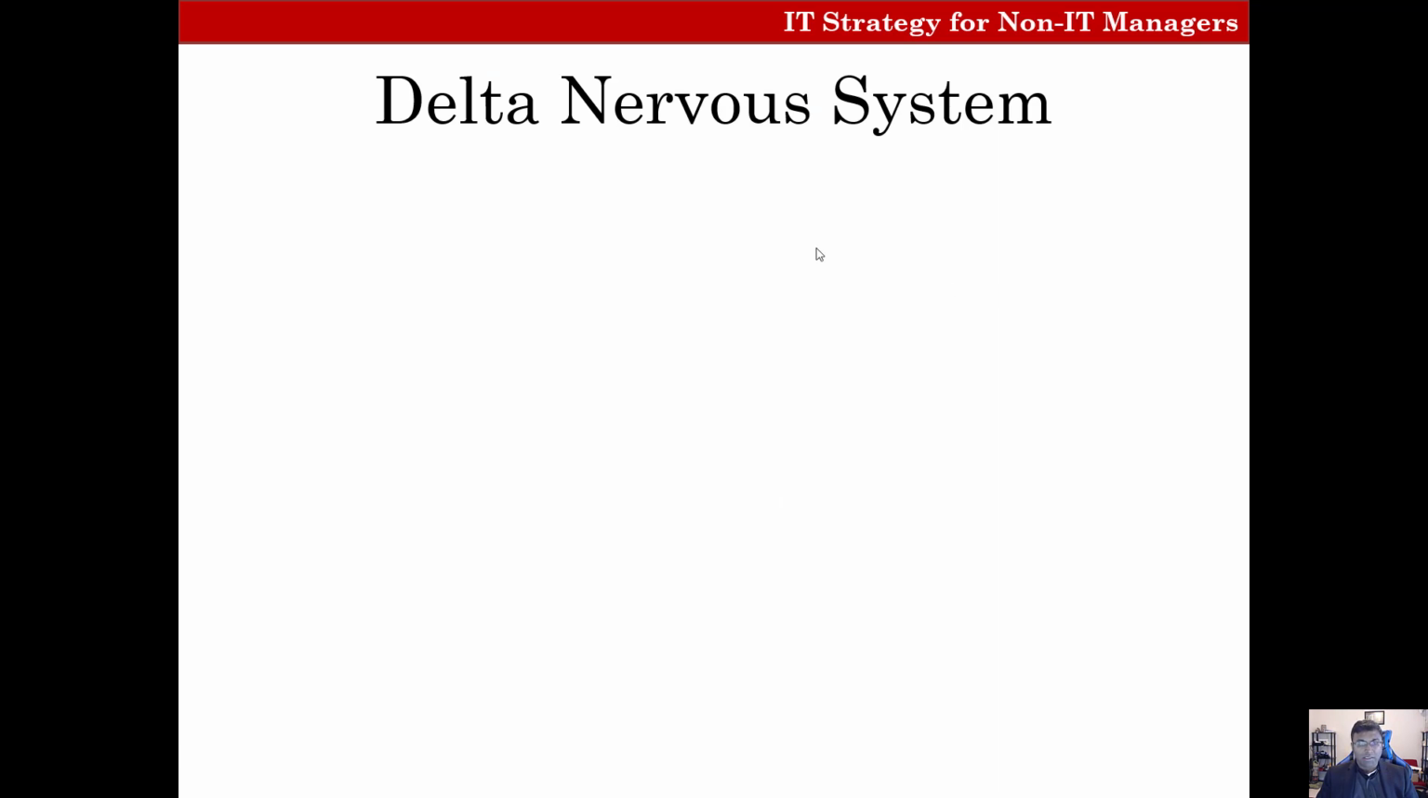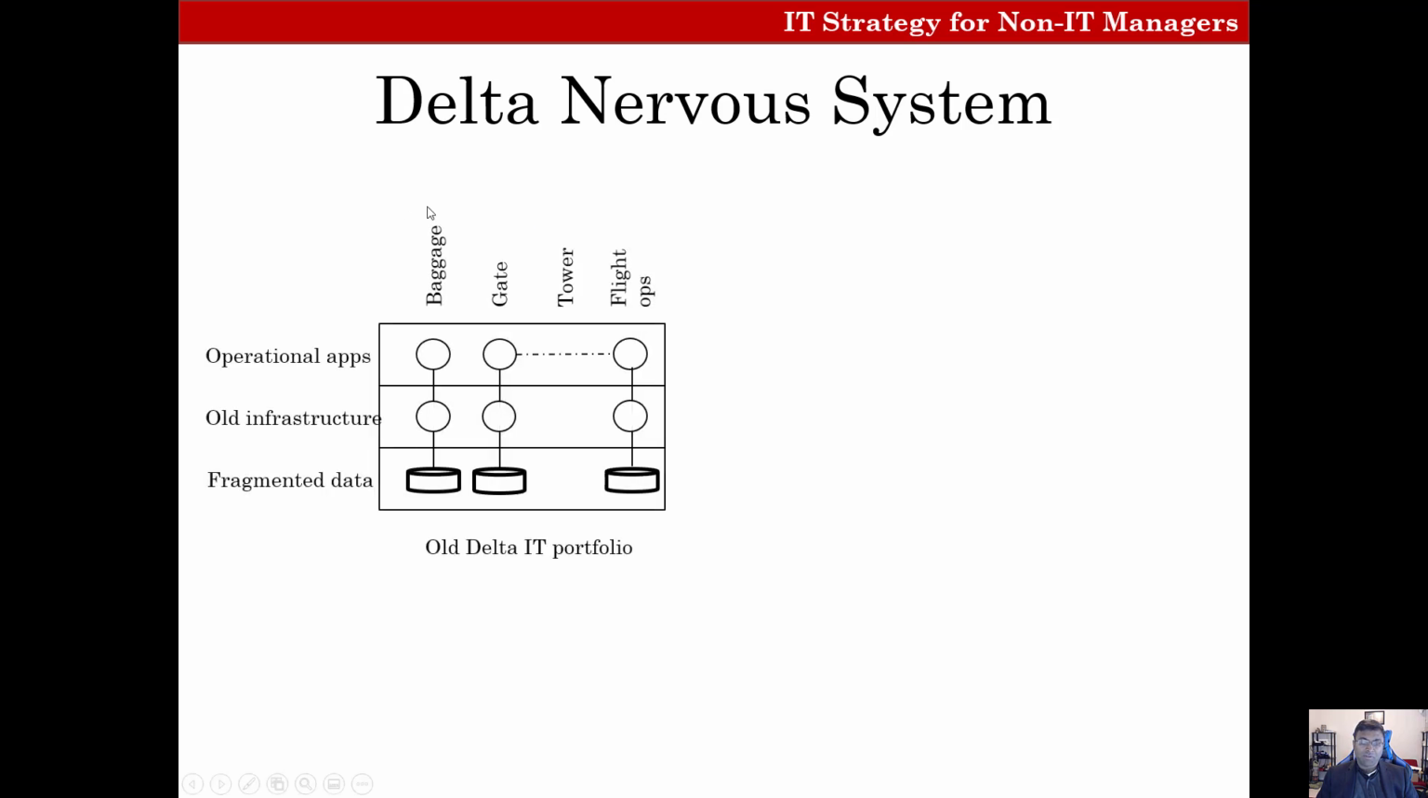Take a look at Delta and the IT systems at Delta. So this was the old Delta IT portfolio. Now, Atlanta-based Delta Airlines is the oldest and one of the largest American airlines in operations. Its IT systems were costing so much that they were wiping out income in an industry known for very, very small margins. Delta was making losses year after year, and it was well on its way to declaring bankruptcy.